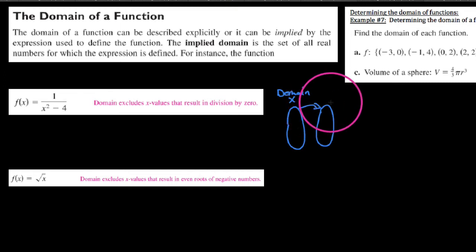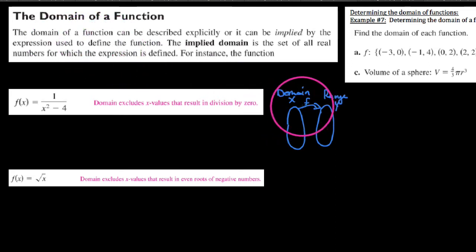And because often what we do is we use a function or an expression or a rule to define how we take the x value and get to the y value. What's going to happen is sometimes we're going to have expressions that when you plug in a specific x value, it just simply doesn't work, and so therefore we would say that we would exclude that from the domain. So we can see here that the domain of a function can be described explicitly, or it can be what we call implied by the expression used to define the function.